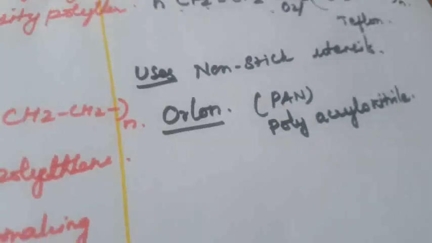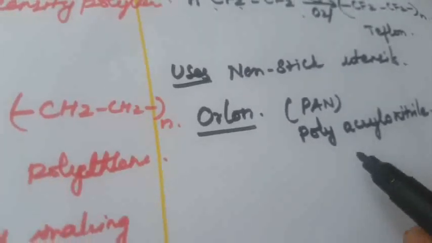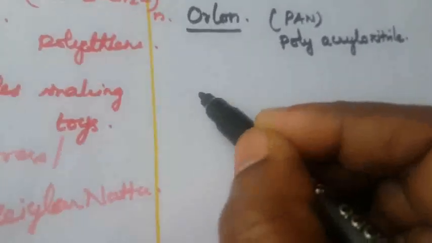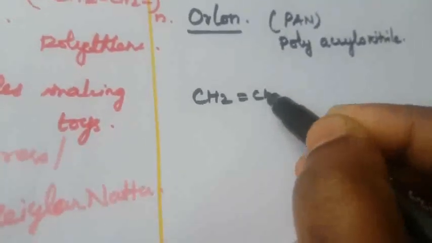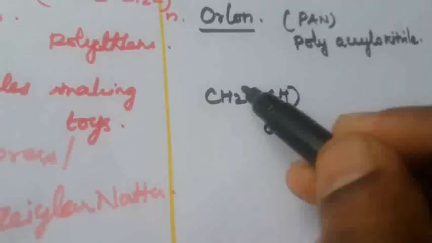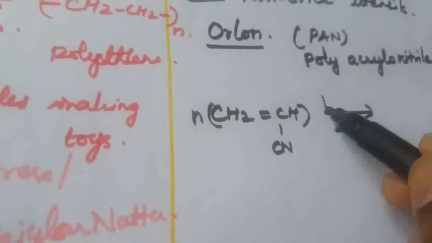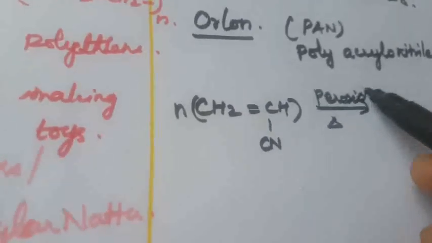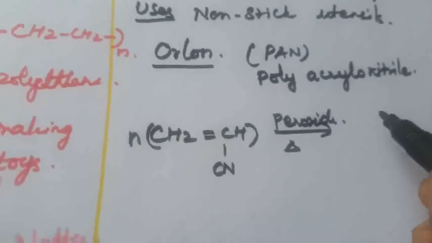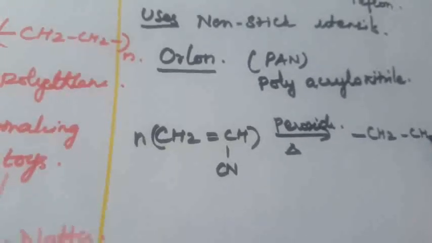Polyacrylonitrile is called Orlon, right? It is prepared by the polymerization of vinyl cyanide, that is acrylonitrile. What is the formula of acrylonitrile? CH2=CH-CN, that is acrylonitrile. Acrylonitrile undergoes polymerization in the presence of peroxide, and it will form polyacrylonitrile. So the double bond will be removed.